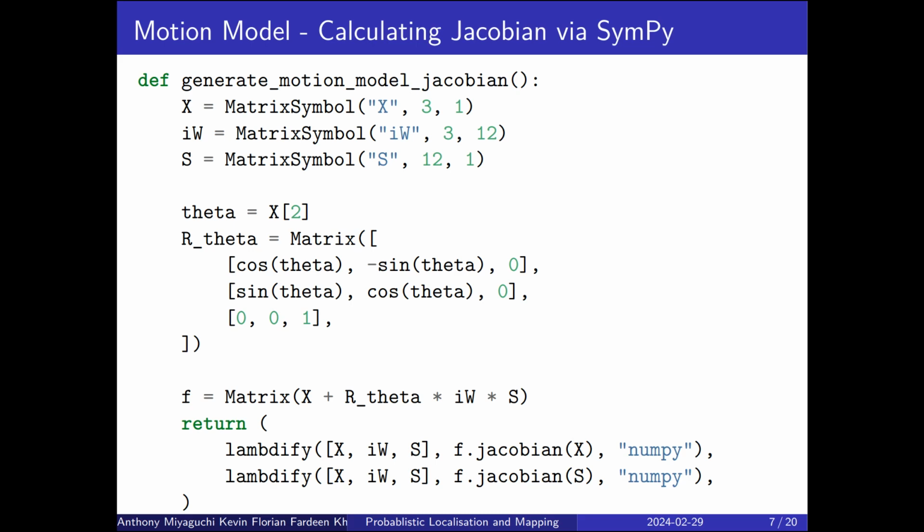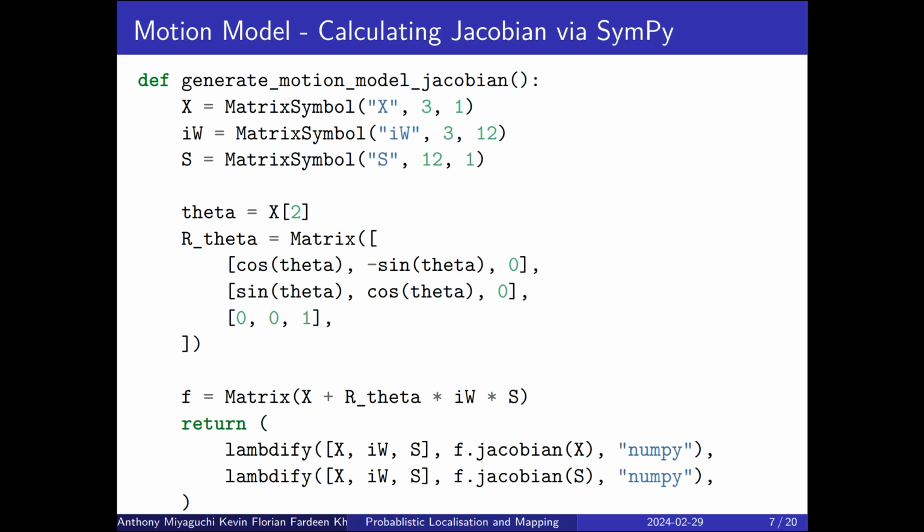So we have an x, we have IW, we have s, and we basically write out the equations that we need. We have this f function, which returns a matrix that is the motion model, x plus r theta times the inverse of the, I forget what W stands for actually. The wheel's position. The wheel position plus the control, times this control signal. So we have this in Pythonic code, and then we return two functions.